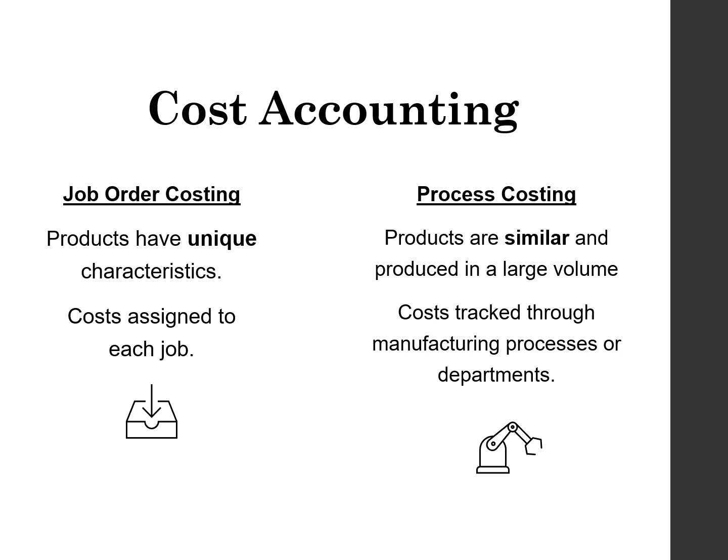Process costing is used when a company produces a large volume of similar or identical products. Costs are tracked through manufacturing processes or departments rather than individual jobs. It is important to note that what you are making will dictate which system you will use.